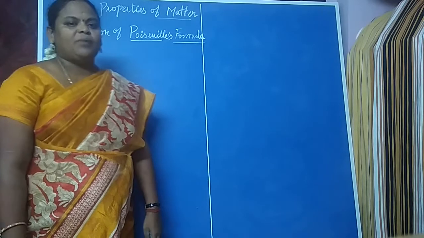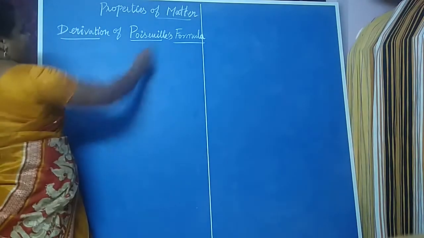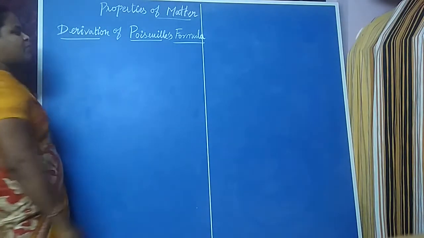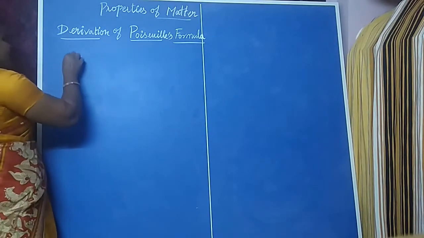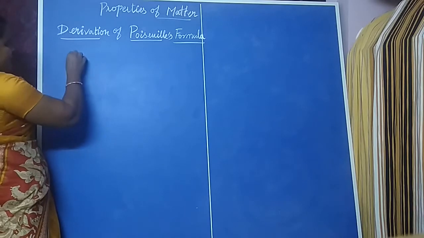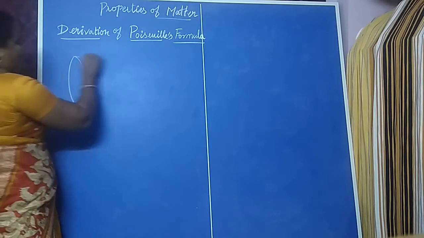In this video, I am going to derive Poiseuille's formula. Poiseuille derived the formula for flow of liquid in a capillary tube. For that, consider a horizontal capillary tube of length L.